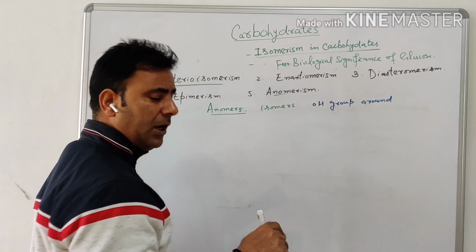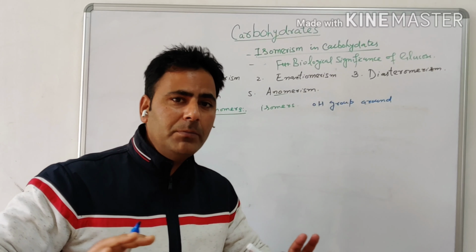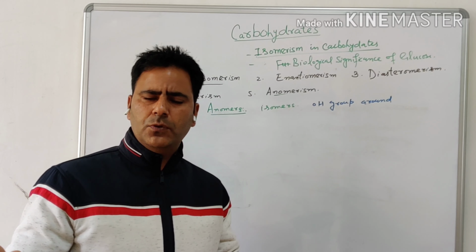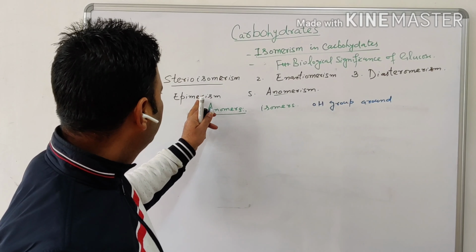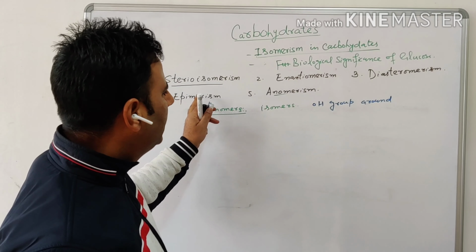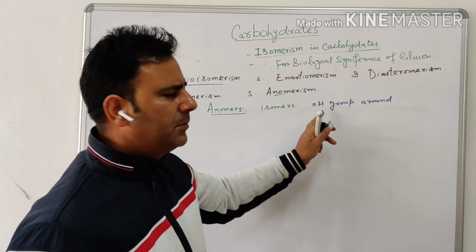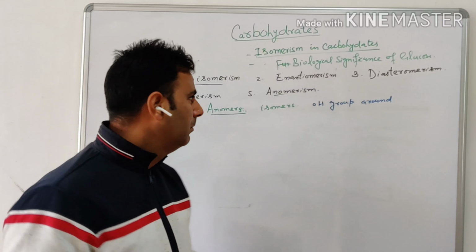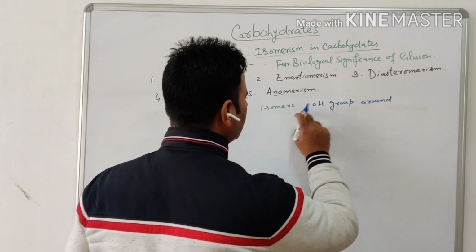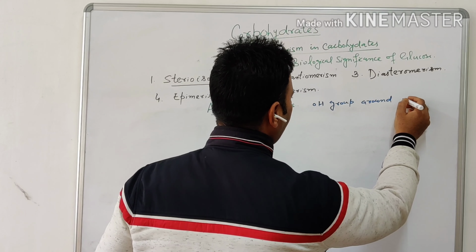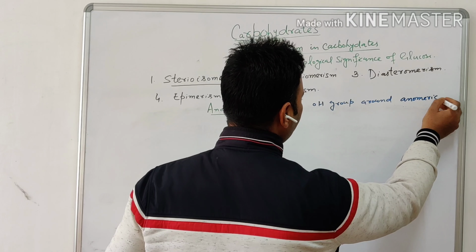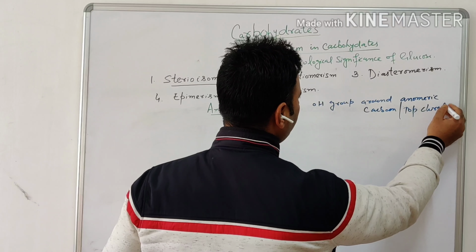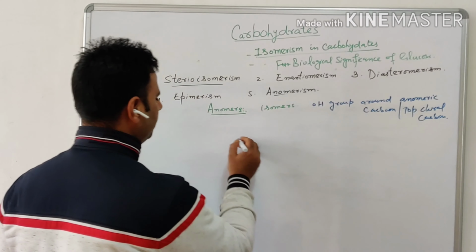Epimers also differ in the configuration of the OH group, but I have not mentioned at which carbon atom. It may be at carbon number 2, 3, 4, 5, anywhere. So far as epimers are concerned, they differ in the arrangement of OH groups around any carbon atom. But anomers are those isomers which differ in the configuration of the OH group around the anomeric carbon, which we also call the top chiral carbon.